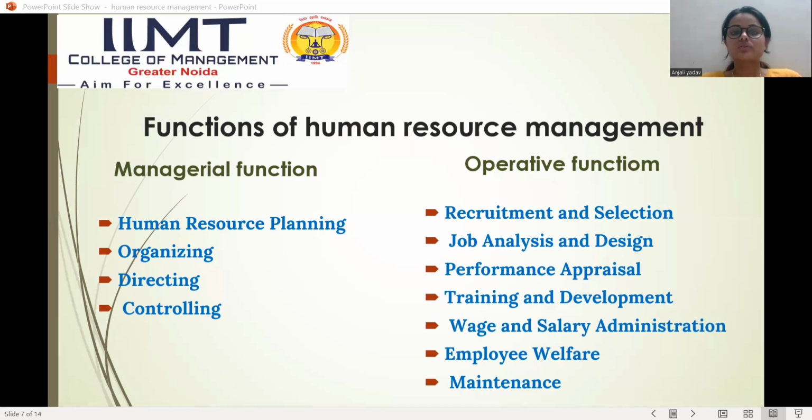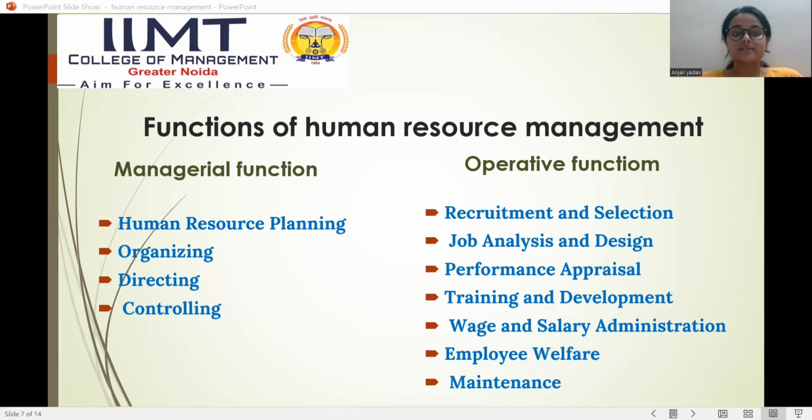So, what is human resource planning? Human resource planning basically includes the identification of the current and future human resource requirement and forecasting the changes, values, attitudes, and behavior of employees and their impact on the organization.